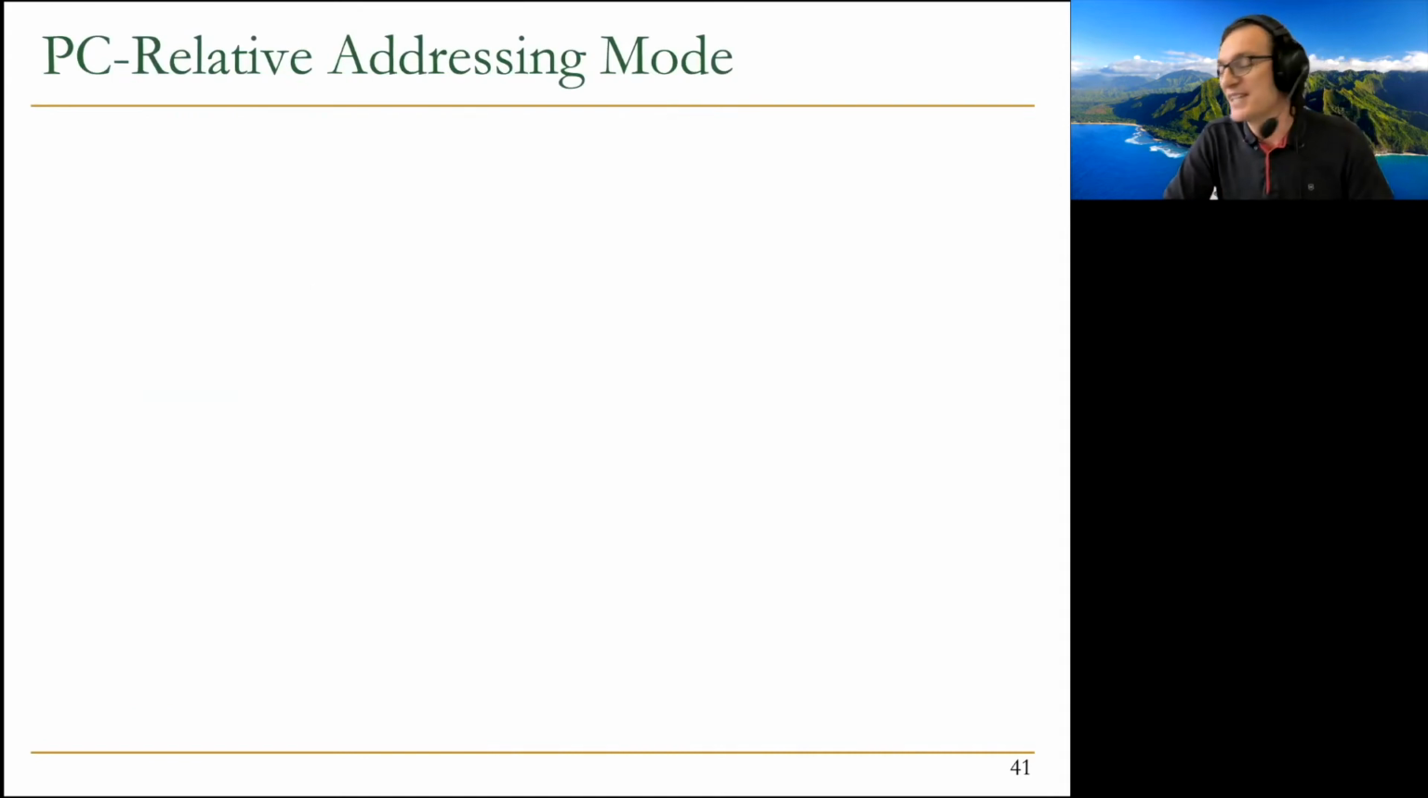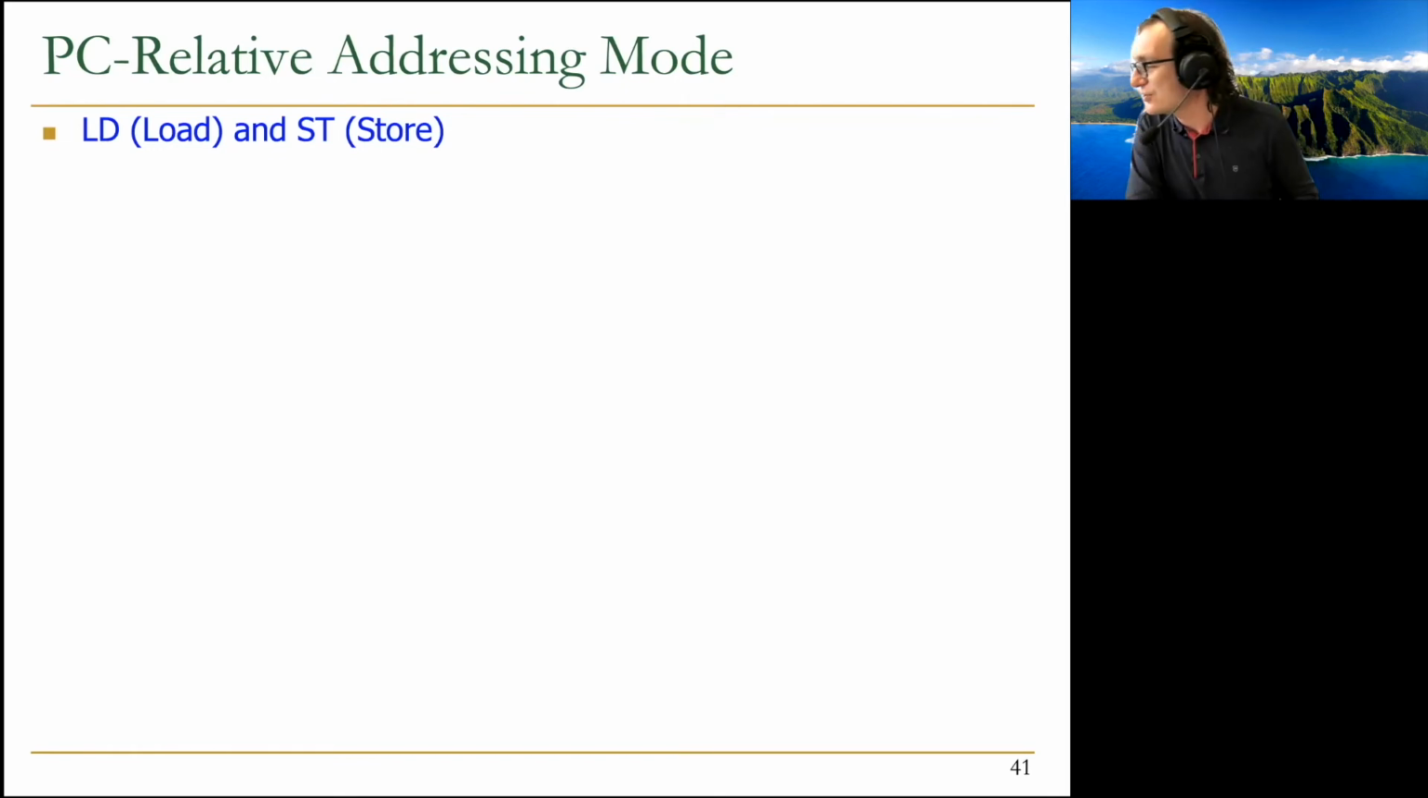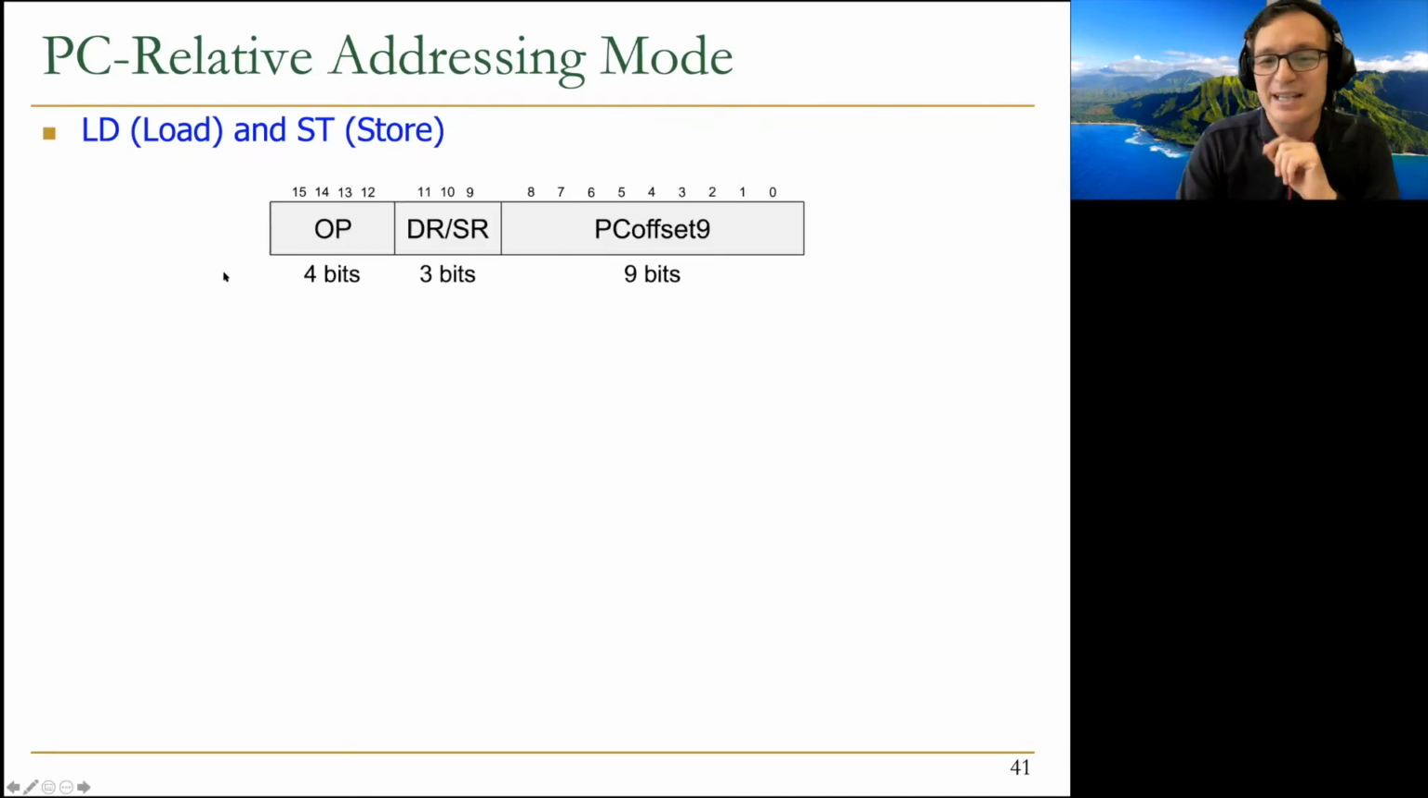So let's take a look at the PC relative. Actually, we've seen this before. We basically look at load and store instructions over here. And basically, the bottom 9 bits in this case are the PC offset 9. So let's take a look at what that means.